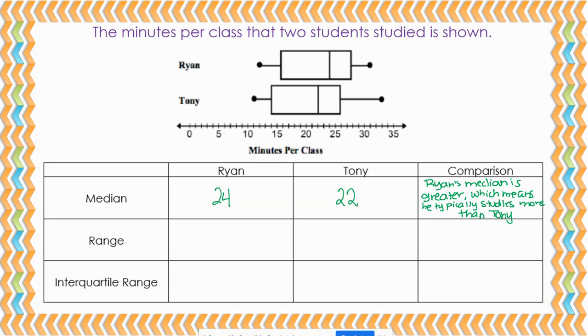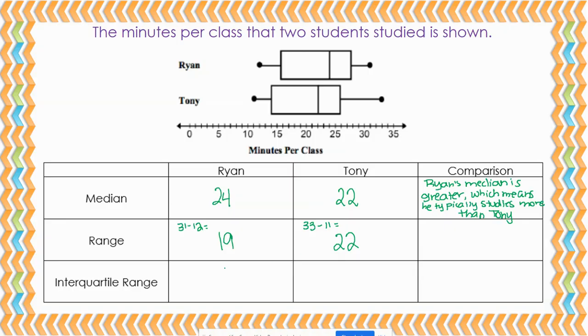Now for range, when I look at Ryan, his least value looks like it's right here around 12, and his greatest value looks like it's right here at 31. So to find his range, we're going to do 31 minus 12, which gives us a range of 19. For Tony, Tony's greatest value is right here at 33, and his least value is right here at 11. So his range is 33 minus 11, which would give us a range of 22.